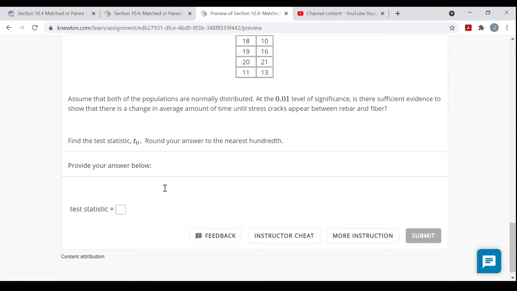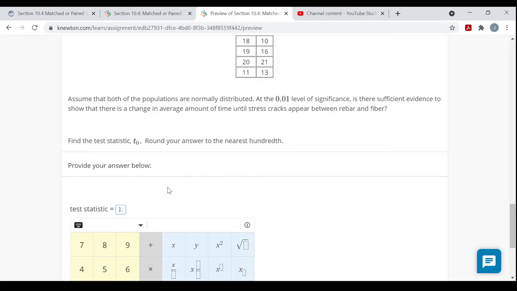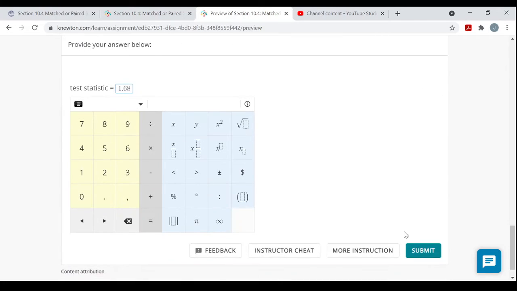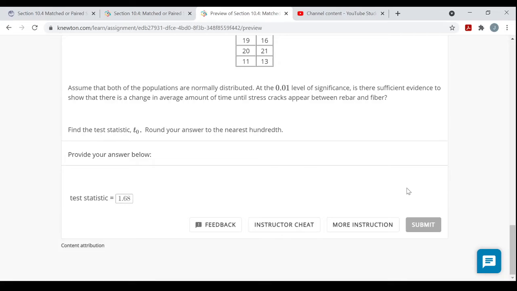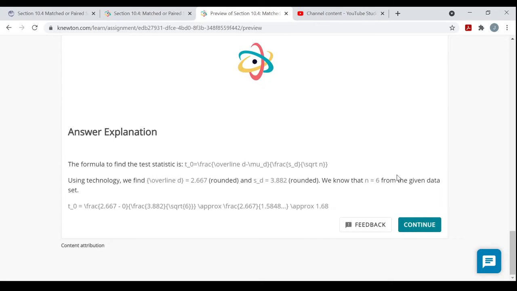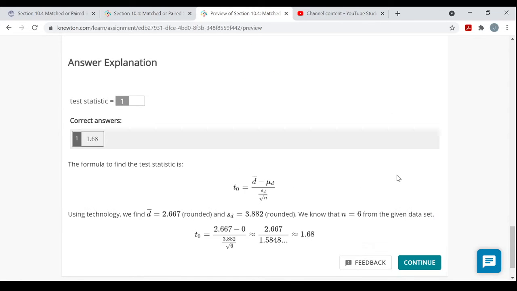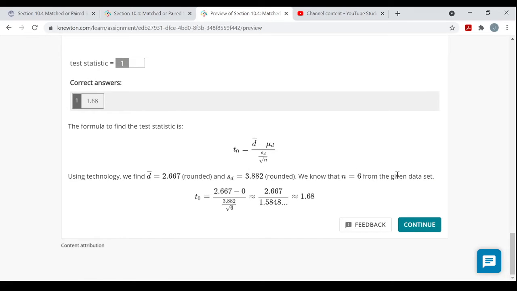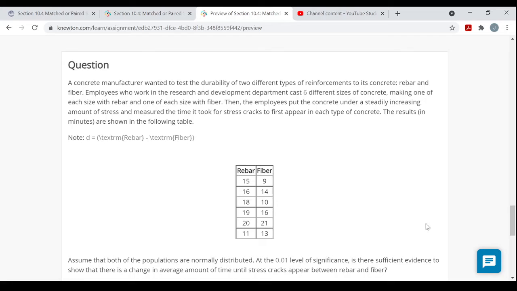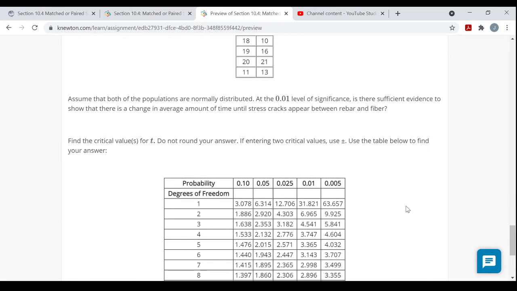All right, so I'm going to go back here, enter that, 1.68. Wonderful, and again, they show you the same kind of calculations I just showed you. Yeah, they use the rounded to 3 decimal places, but still, I got 1.68 either way. Then I'm sure they're going to have us find the critical value or critical values now, because it is a two-tailed test. So yeah, find the critical values for t.